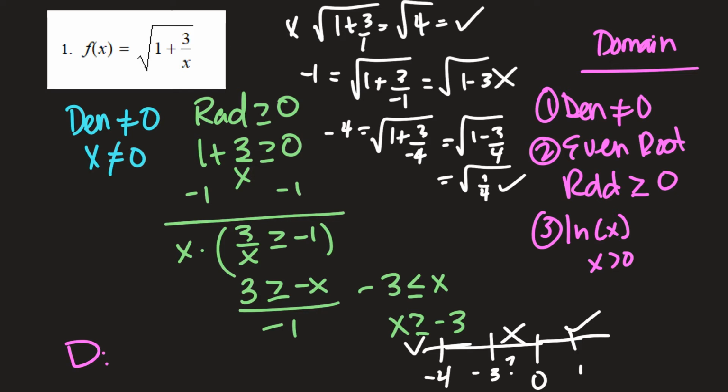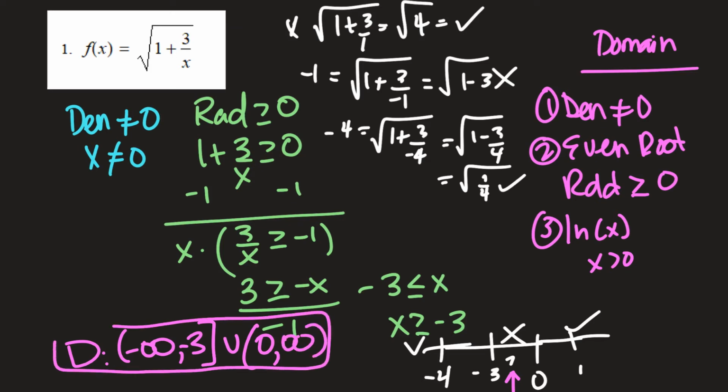The domain would be negative infinity up to negative 3, and we can include negative 3 because I can take the square root of 0. Union, but notice we can't do this section here, so we pick back up at 0, which I can't include because it can't be the denominator, to positive infinity.